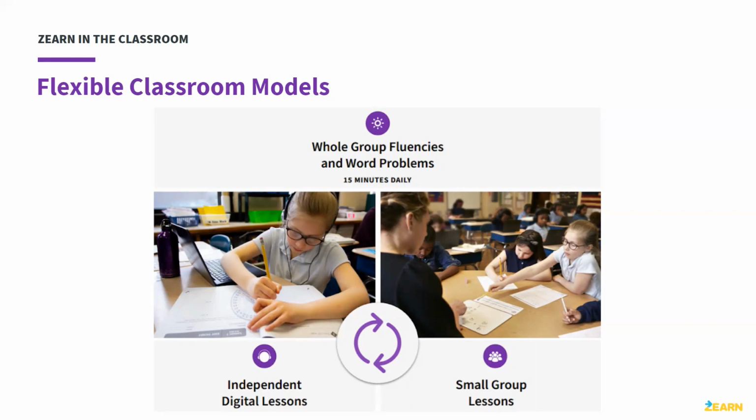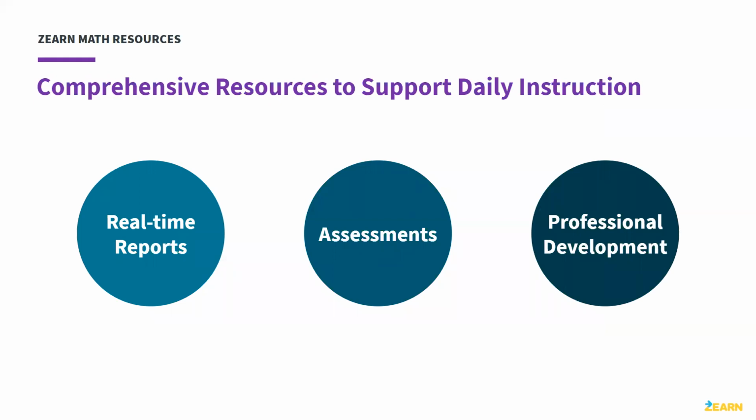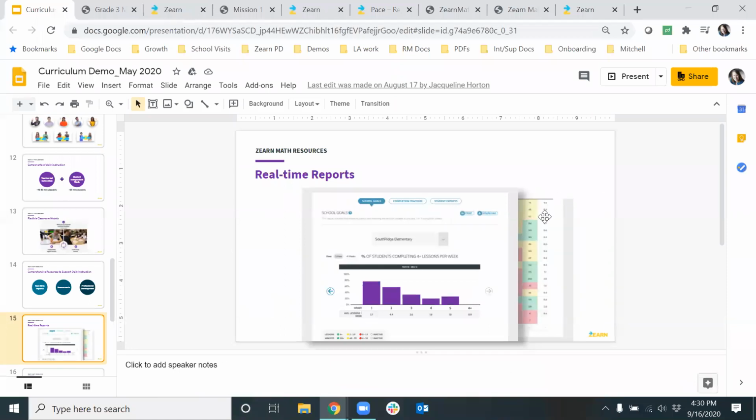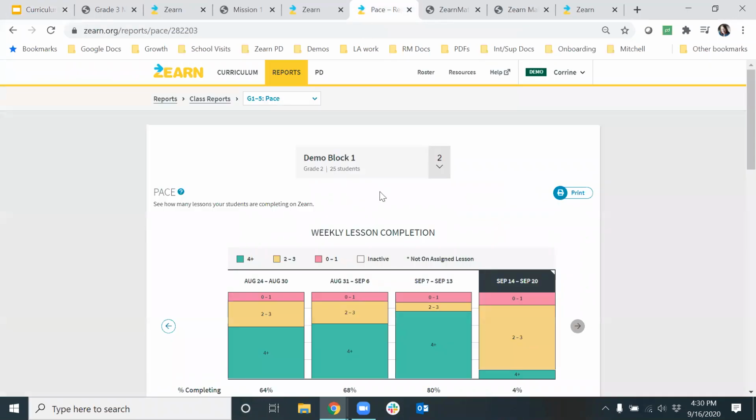So, speaking of real-time insights, we're going to shift gears now and talk about all the additional resources that work together to support daily instruction, which includes real-time reporting, assessments, and professional development. So let's start with reports. Because of the robust digital resources that are designed to act as a companion to teacher instruction, in Zearn, teachers have access to real-time actionable data that summarizes exactly how students are doing on each lesson and where students continue to struggle. So there's 3 levels of reports in Zearn: student, class, and school.